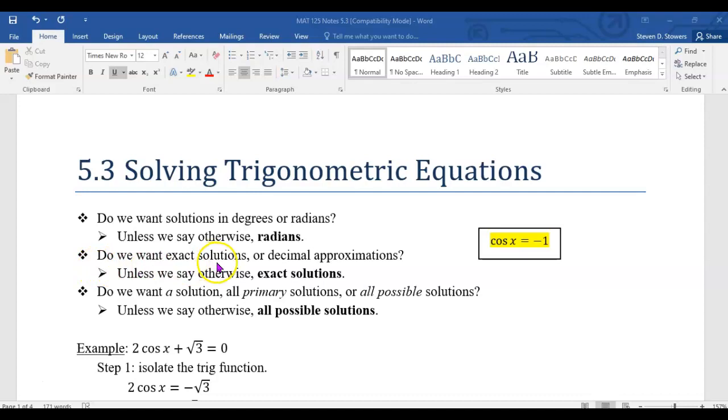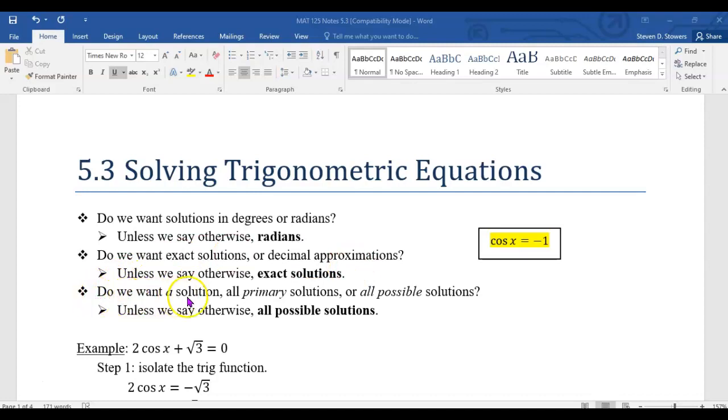Do we want exact solutions or decimal approximations? For example, pi would be the exact solution to this equation. 3.14, which is only approximately equal to pi, would be a decimal approximation. Unless we say otherwise, we do want exact solutions. A decimal approximation is not good enough.